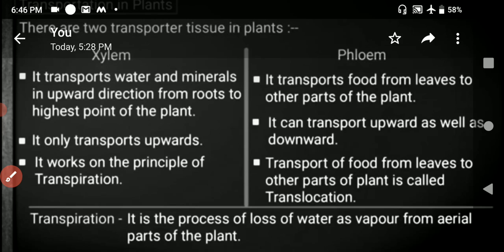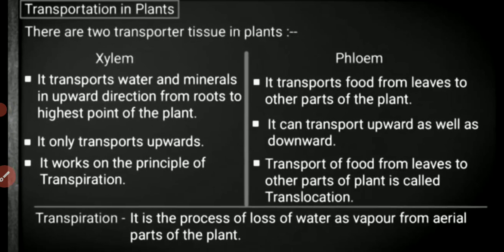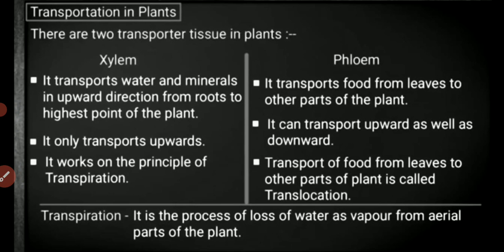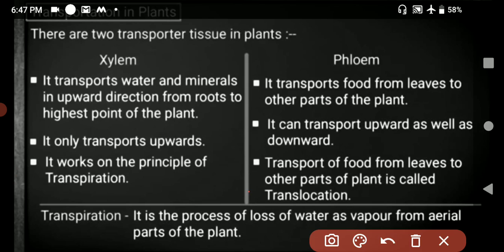Now the next is transportation in plants. How are nutrients, or food, transported in plants? There are two transporter tissues in plants. The first is xylem and the other is phloem. We are going to study them together, so that it makes the concept easier to understand.